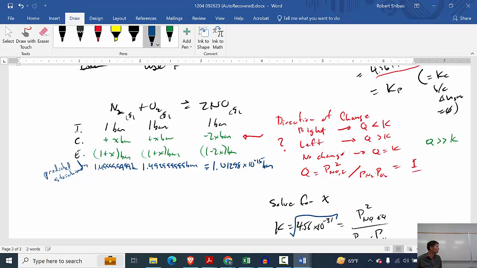And so what we do next is we double check the calculation by plugging these concentrations into the K equation.